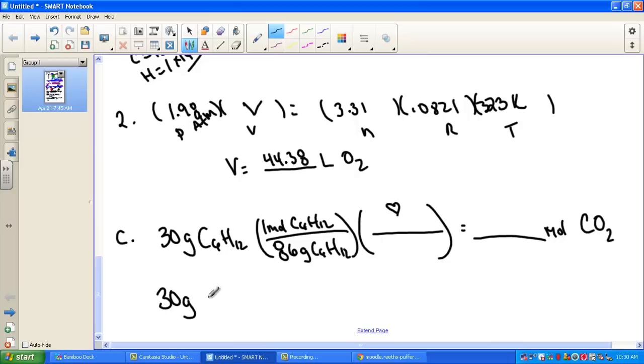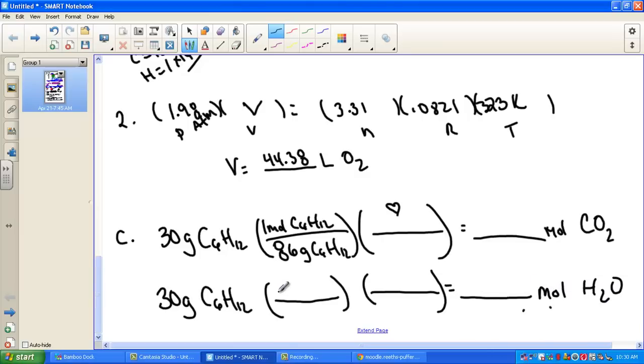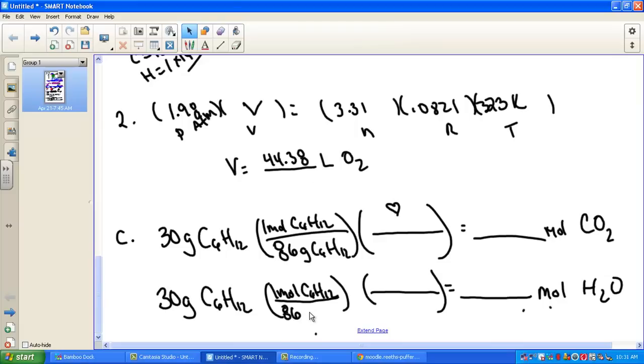And heck, while I'm setting up problems, why don't I get this guy ready as well? I know that I have a second target. I also need to know moles of water. Sorry. And I'm just getting both ready because I can set up my stoichiometric ratios pretty easily once I have those parentheses set up. I keep hitting the page, sorry. So 86 grams is the molar mass of C6H12.